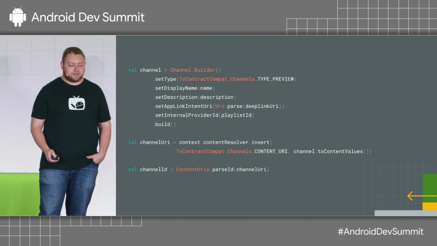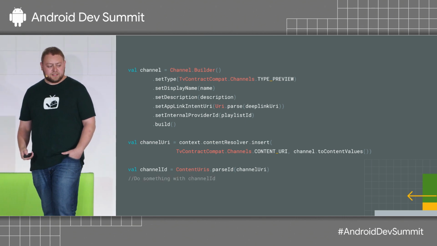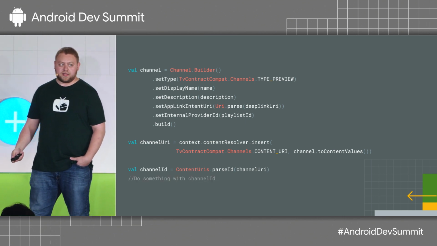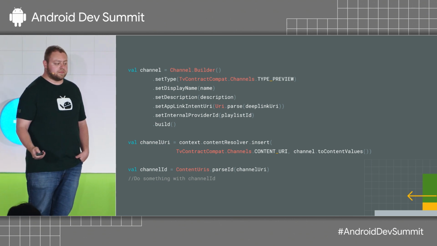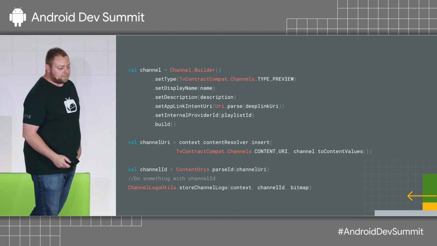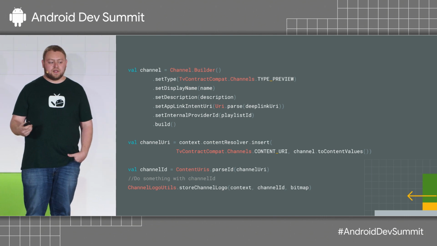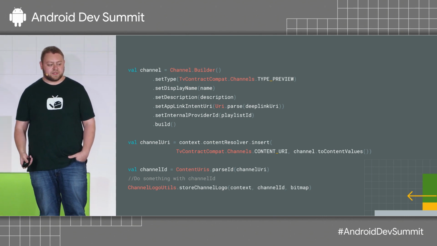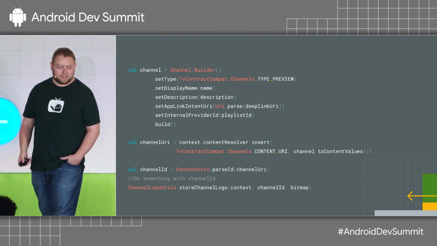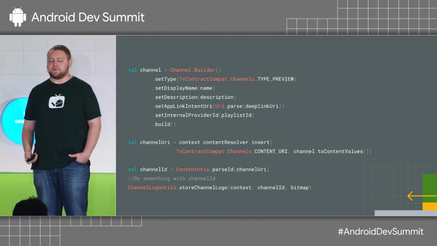Once you've stored your channel, you parse out a channel ID. You do some stuff, maybe you want to keep track of that channel ID for synchronization. And then you set a logo. So a channel really consists of a name, a description, a deep link, an internal provider ID, and a logo. Those are really the key pieces of a channel.